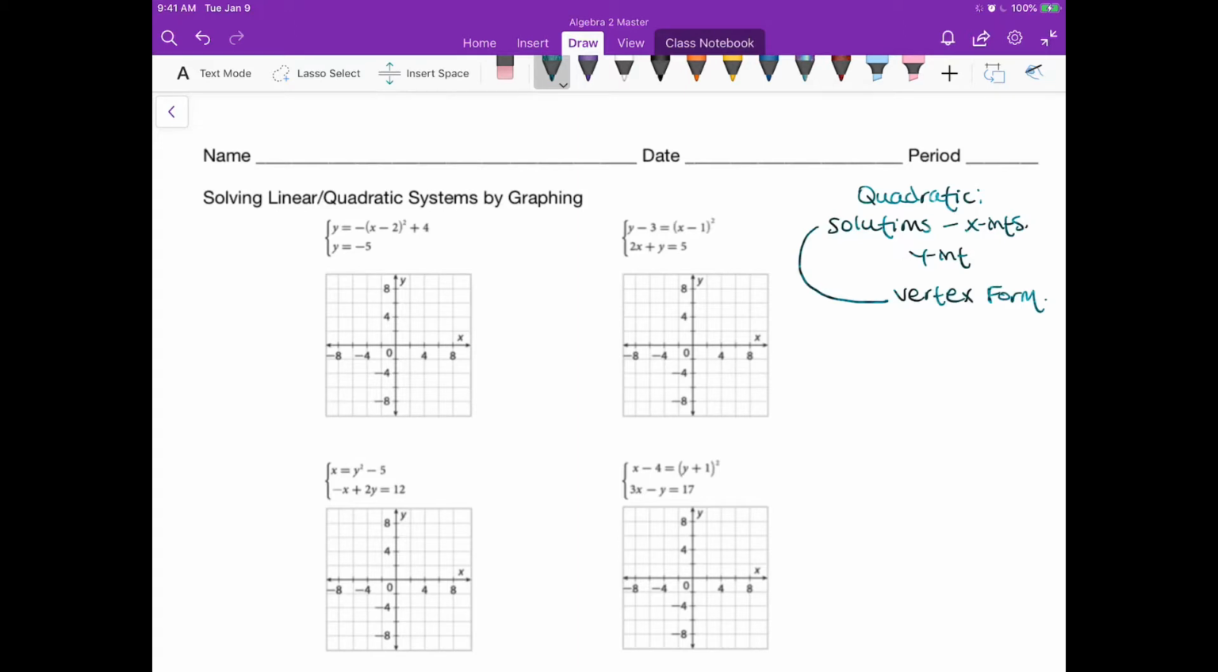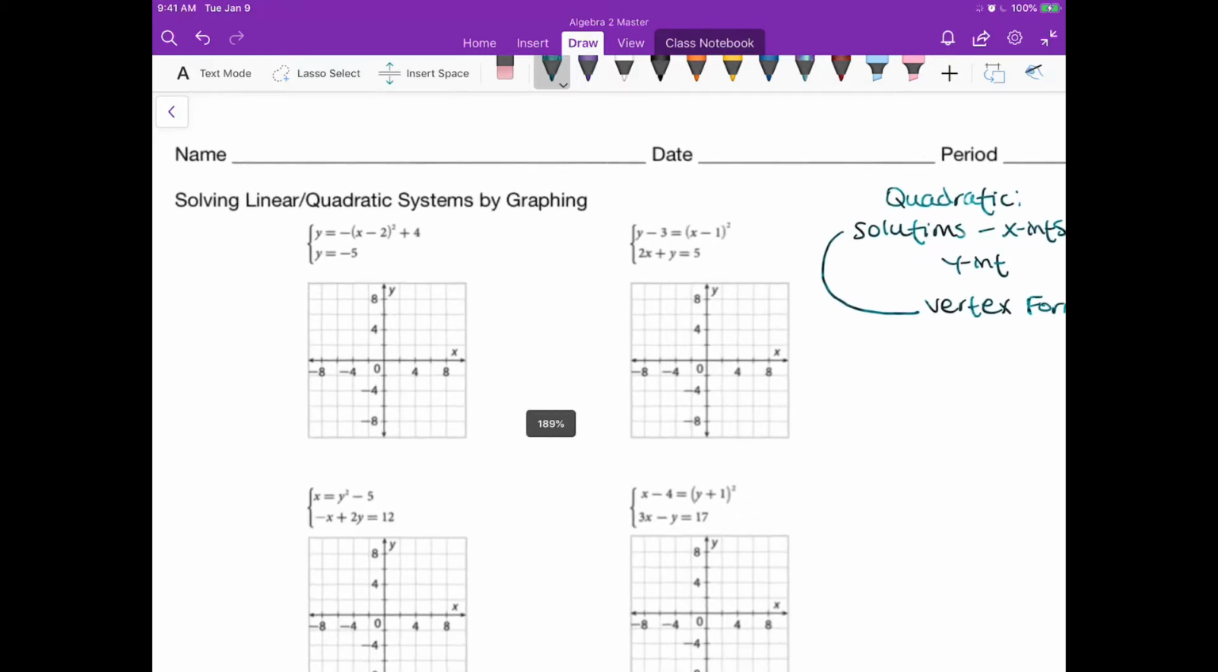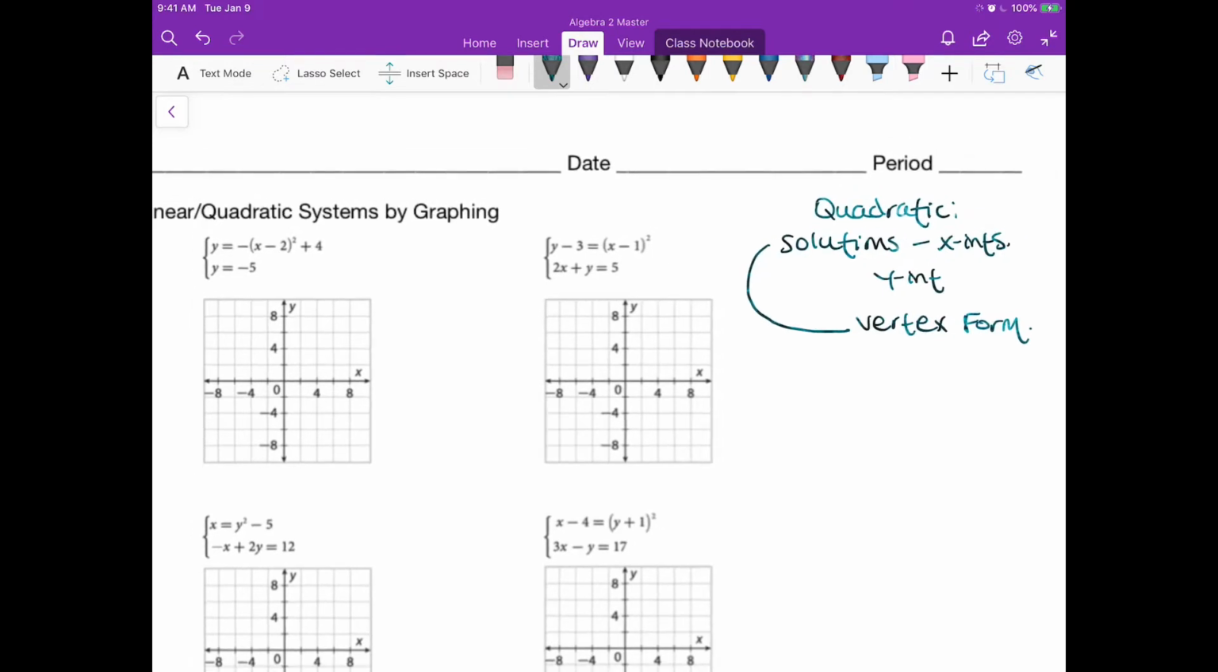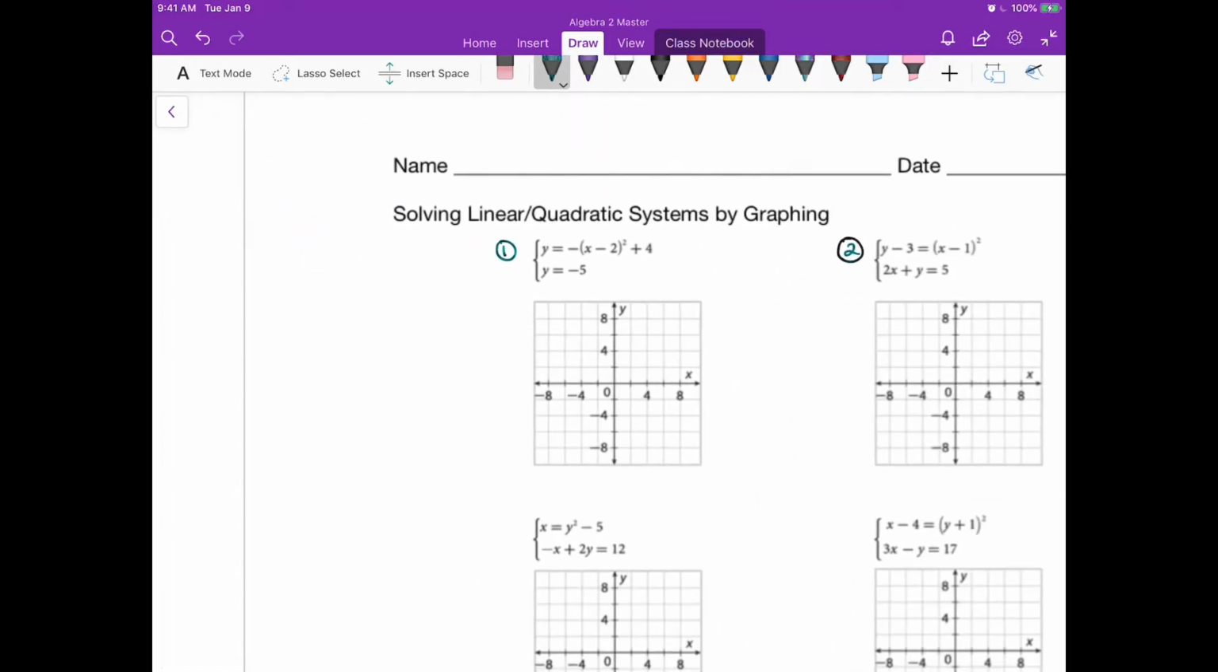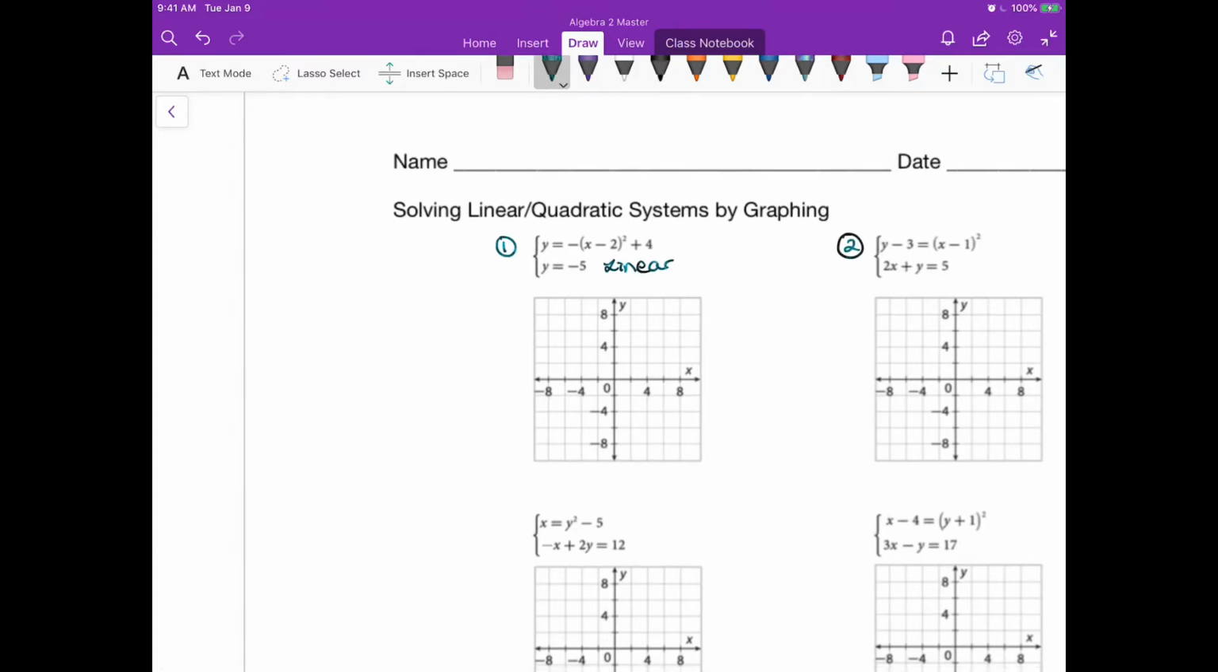So let's look at the first two equations, the first two examples. We'll call this number 1 and number 2. We see that number 1 has a couple of equations where we can see some points really easily. So y equals -5 is the linear. It doesn't have the squared value, so it's not the quadratic equation. And y equals -5 means that it only goes through -5 on the y-axis. So it's a horizontal line right here.